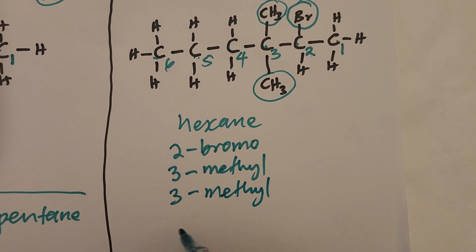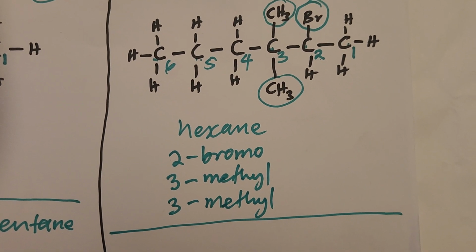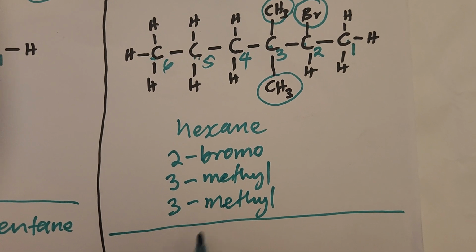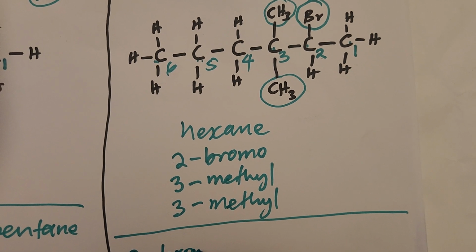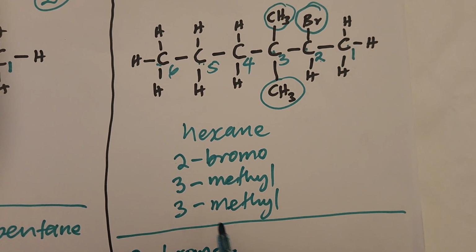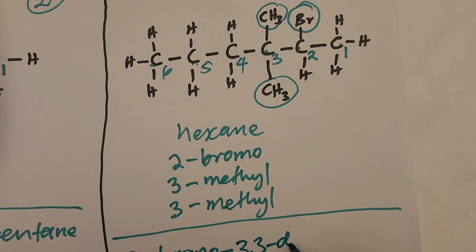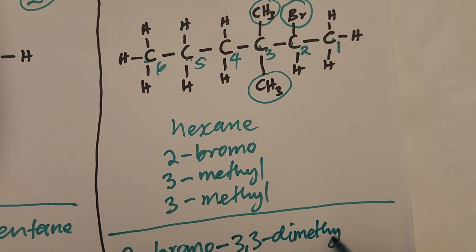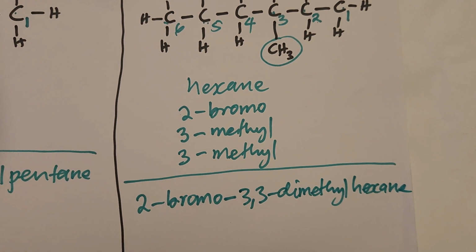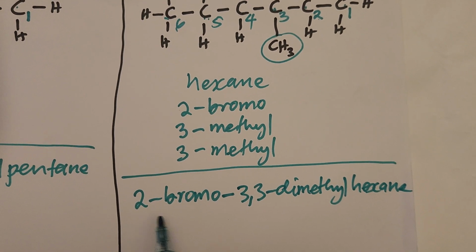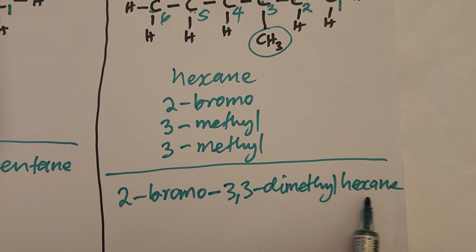3-methyl. Now, can you name the compound? Yes. When you name, we start with the substituents. But remember alphabetically. I've got B and the 2 M's. Therefore, B will come first. I will now have 2-bromo. And then a hyphen. These are 2. Then I will have 3,3. Then dimethyl in a hexane structure. This is the parent. This is the whole name. 2-bromo-3,3-dimethylhexane. Because there are 2 methyls, we say dimethyl in a hexane structure.